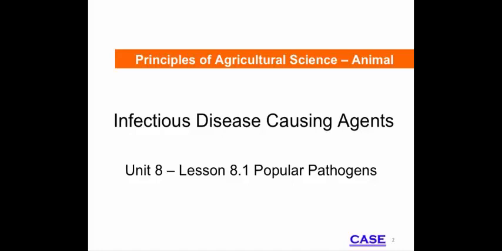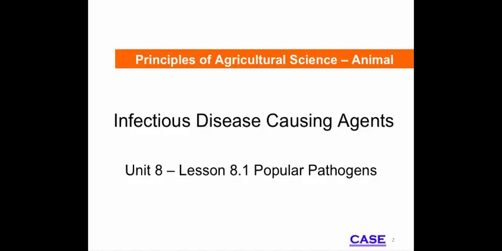Infectious disease-causing agents, Lesson 8.1, Popular Pathogens. You just completed Activity 8.1.1, Who was infected first, where you simulated the spread of a contagious disease and traced the route the disease took through the population.